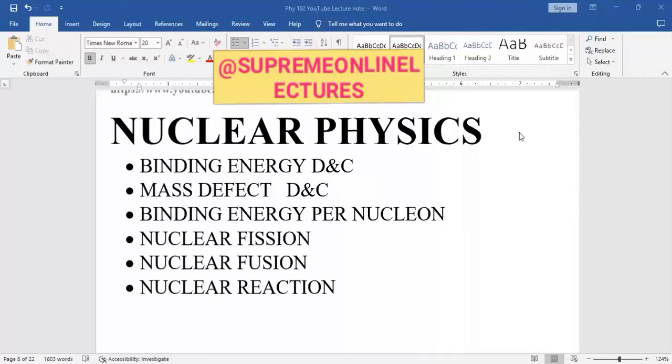Today we are going to consider binding energy, the definition and the calculation, and then mass defect, its definition and its calculation, and binding energy per nucleon.